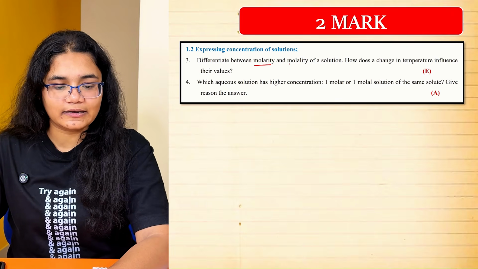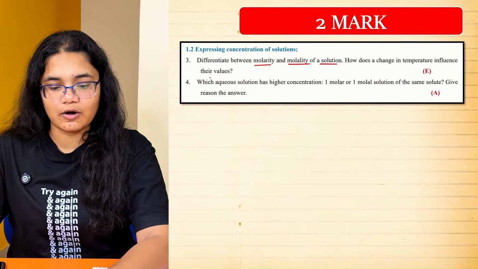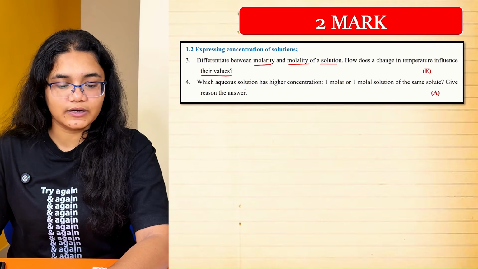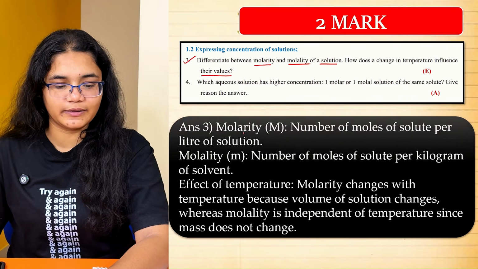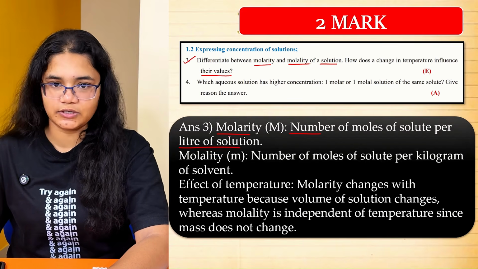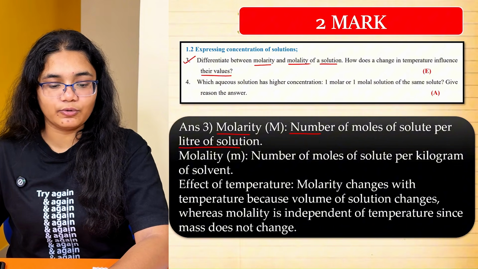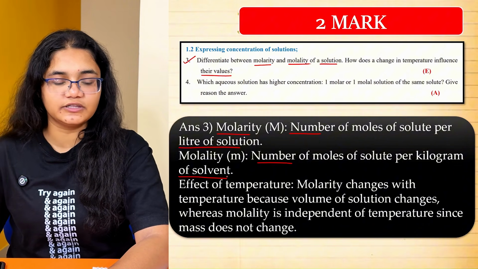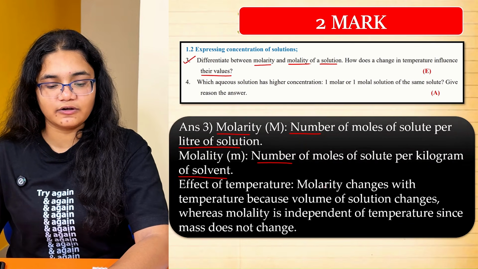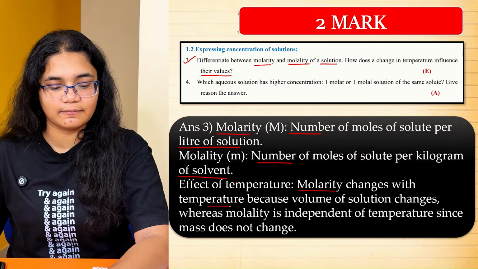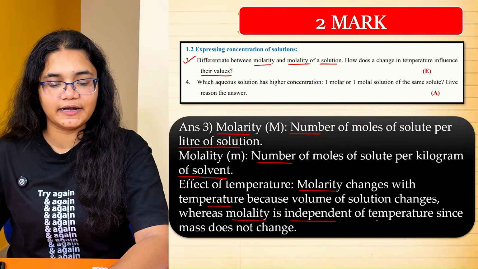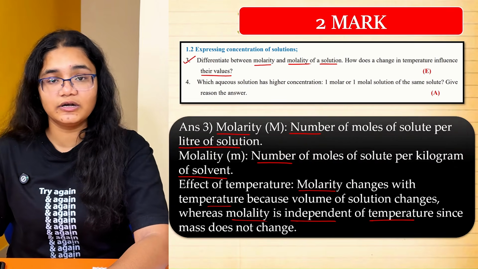Differentiate between molarity and molality of a solution. How does a temperature change influence their values? So what is the difference? Molarity is the number of moles per liter of the solution, the general definition, and molality is the number of moles per kg of the solvent. Next, how does a change in temperature influence their value? Molarity changes with temperature because the volume of the solution changes, whereas molality is independent of temperature since mass does not change.